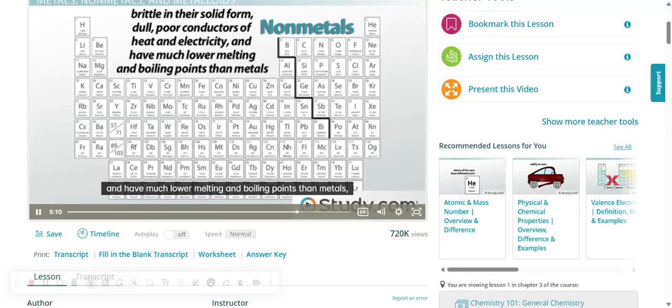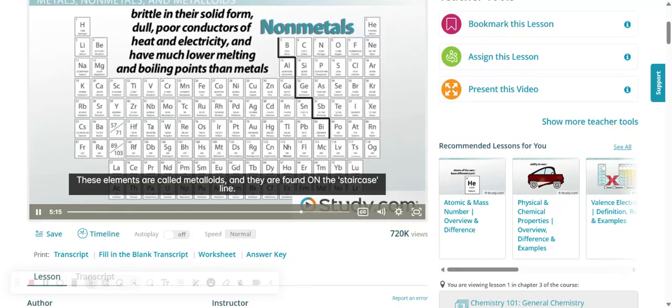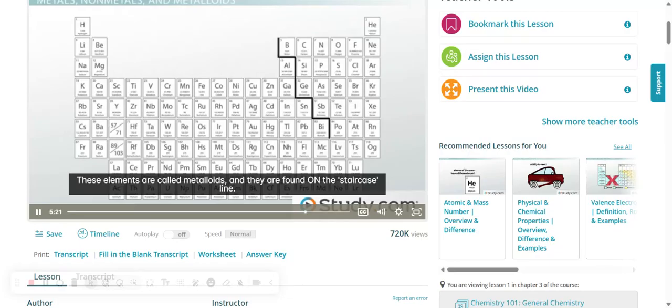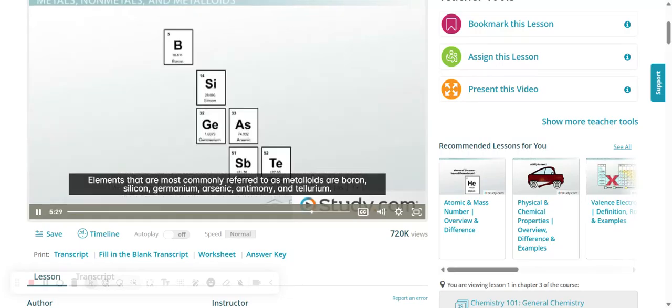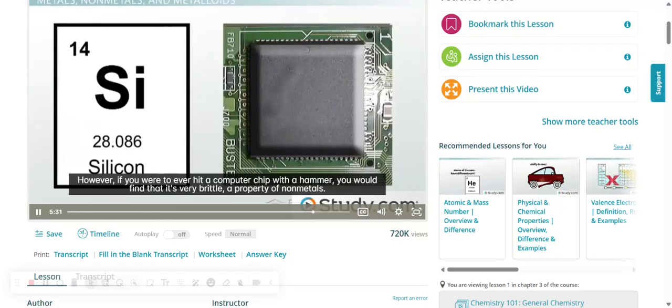Some elements have the properties of metals and nonmetals. These elements are called metalloids, and they're found on the staircase line. Elements that are most commonly referred to as metalloids are boron, silicon, germanium, arsenic, antimony, and tellurium. Silicon is the element that is found in computer chips. If you've ever looked at a computer chip, you may have noticed that it is shiny like a metal. However, if you were ever to hit a computer chip with a hammer, you would find it's very brittle, a property of non-metals.